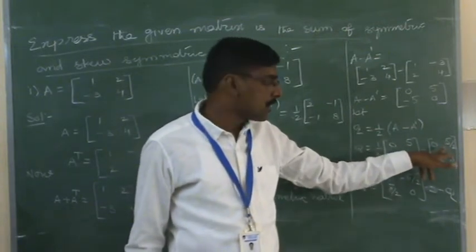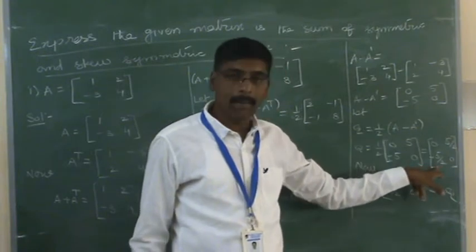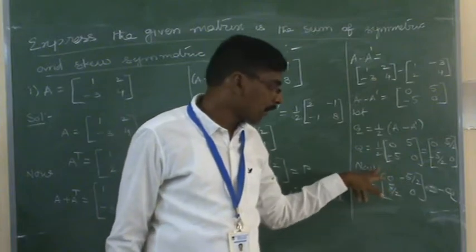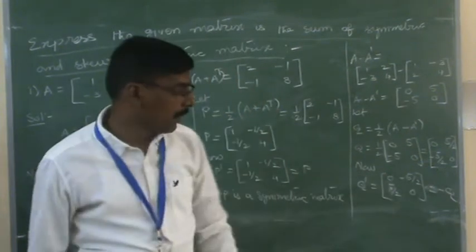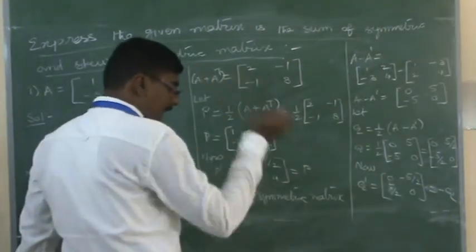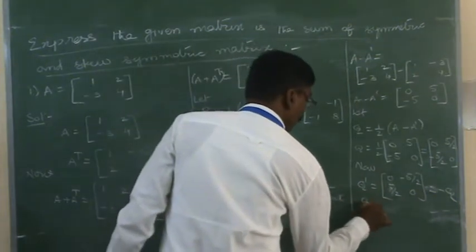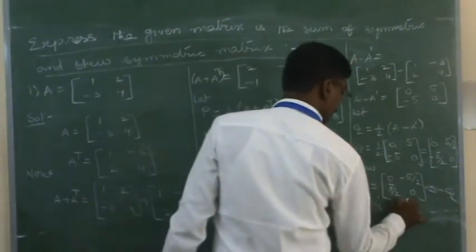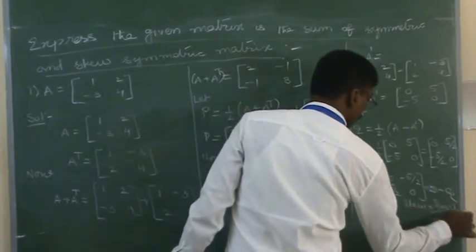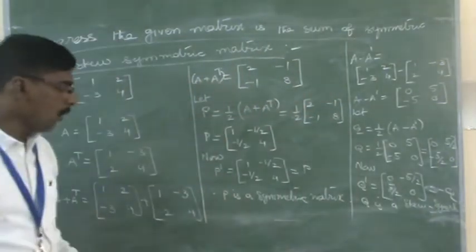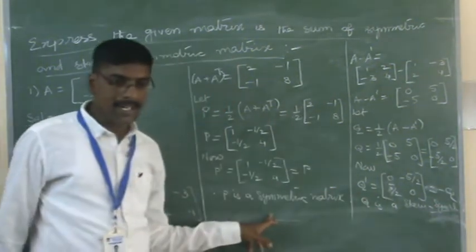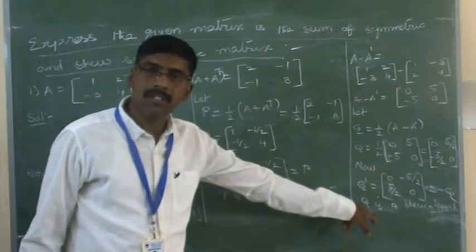Matrix Q can be written as 0, 5 by 2, minus 5 by 2, 0. Then we find the transpose of Q. When we take the transpose of Q, we get the value minus Q. Whenever we get the transpose of Q as minus Q, immediately we know that Q is a skew symmetric matrix. Now P is a symmetric matrix, Q is a skew symmetric matrix.